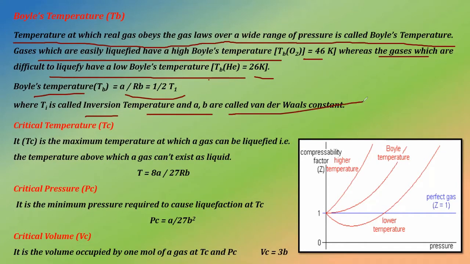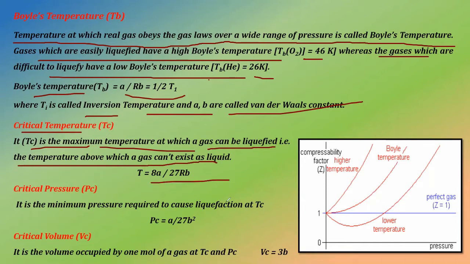K is inversion. Van der Waals constants. Okay. Critical temperature is there. It is the maximum temperature at which the gas can be liquefied, the temperature above which a gas cannot exist as a liquid. The formula is Tc equals 8a by 27Rb.